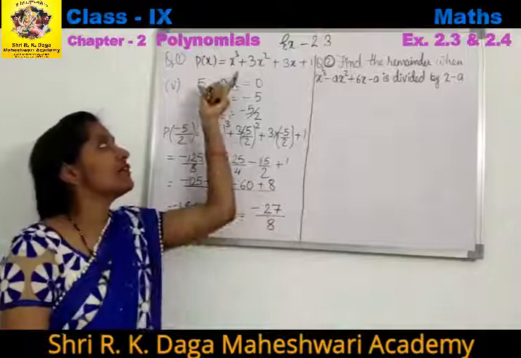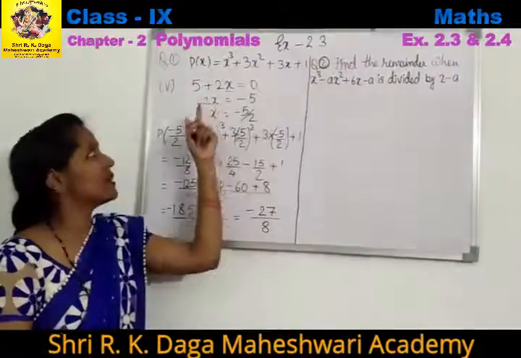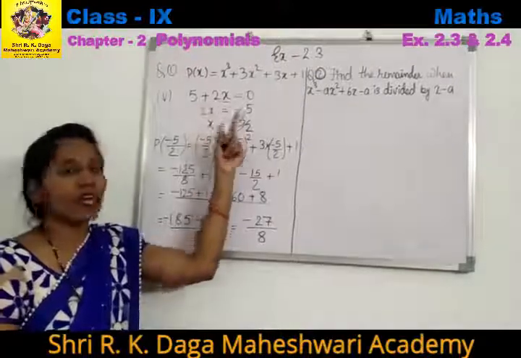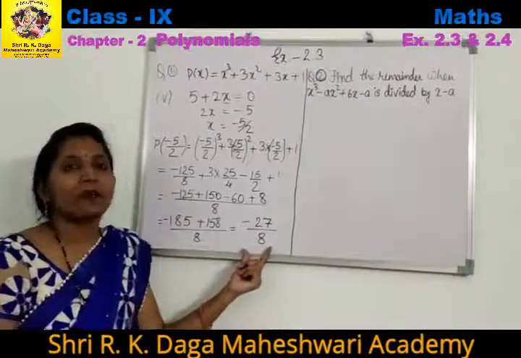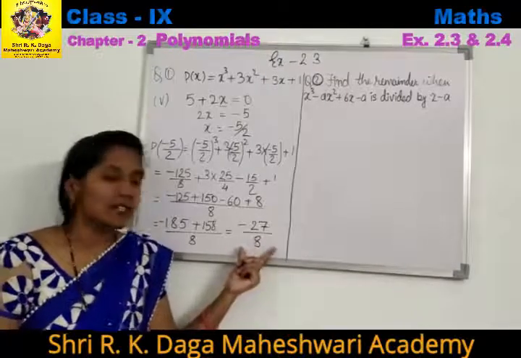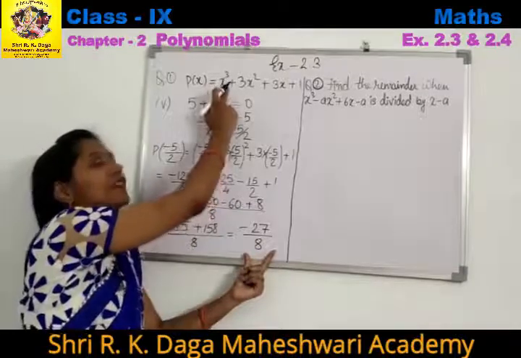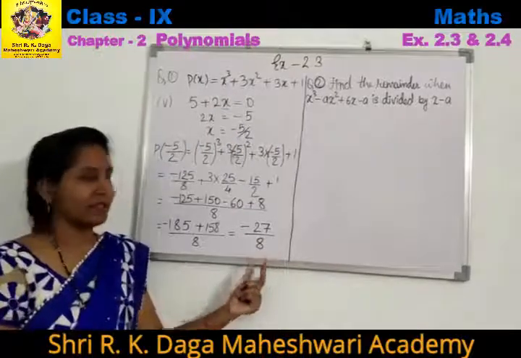So when we divide this polynomial x cube plus 3x square plus 3x plus 1 by 5 plus 2x, we get the remainder minus 27 by 8. And since this remainder is not equal to 0, hence this is not a factor of this polynomial.